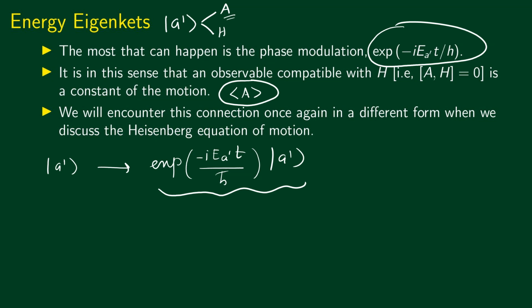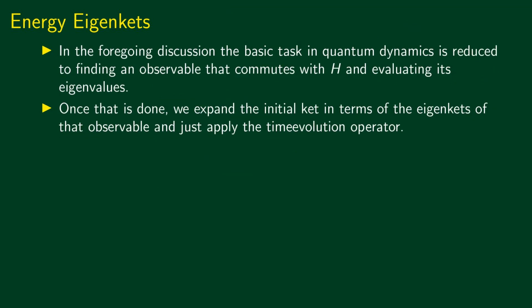At that time, we'll also make a connection with the classical mechanical case where we formulated these conservation laws in terms of Poisson brackets. But that's for a later class. So we have reduced the task of quantum dynamics to finding an observable that commutes with the Hamiltonian and evaluating its eigenvalues. Once this is done, we just expand the initial ket in terms of the eigenkets of that observable, and then apply the time evolution operator. The action of the time evolution operator is simple. It just results in individual expansion coefficients picking up an extra phase factor.